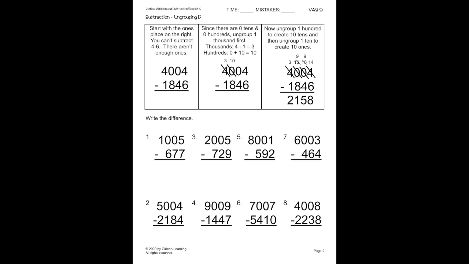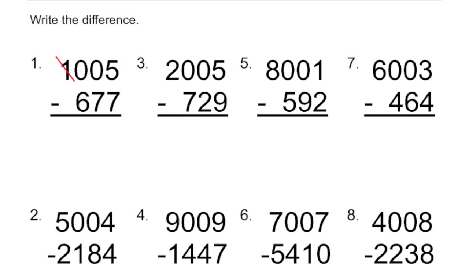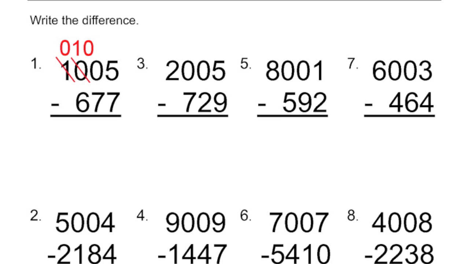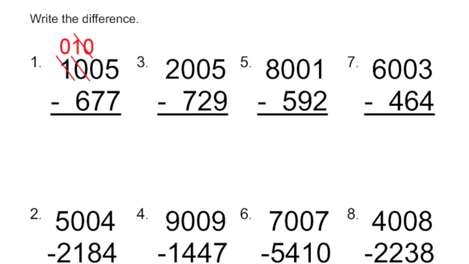So what we're going to do is I look at my ones column and I think, okay, 5 minus 7, that doesn't work. Now I can't ungroup from the tens or the hundreds place because there's both zeros there. So what I have to do is I have to ungroup from the thousands. So if I ungroup 1,000, that's the same thing as 10 hundreds. So I'm going to do 0 plus 10 and give me 10 hundreds there. Now that I have 10 hundreds, I can ungroup one of those and make that a 9.